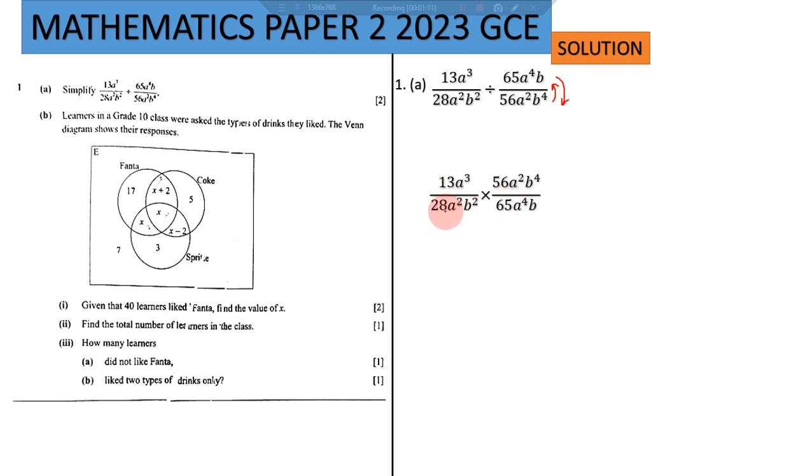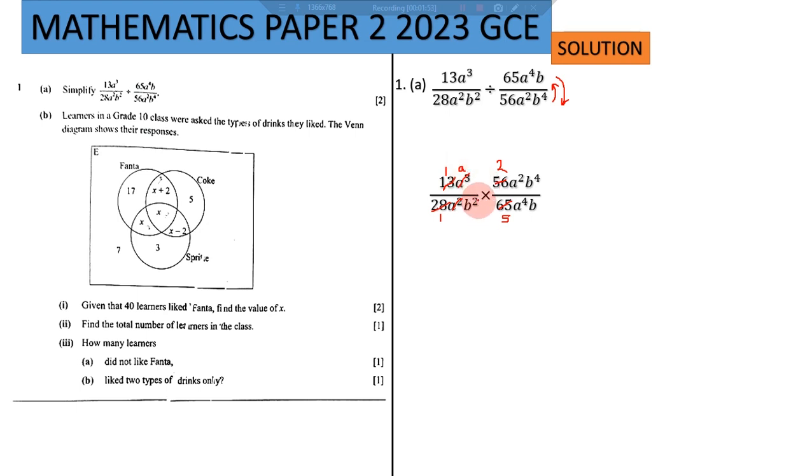If you check here, we can divide the 28. 28 into 28 is 1. 28 into 56 goes 2 times. Then 13 can also be divided here. 13 into 13 is 1, and 13 into 65 goes 5 times. So this is 5 times, and this is 2 times here. At the same time, we can divide the a. We have 2 a's here, we can just divide here, and we remain with 1a.